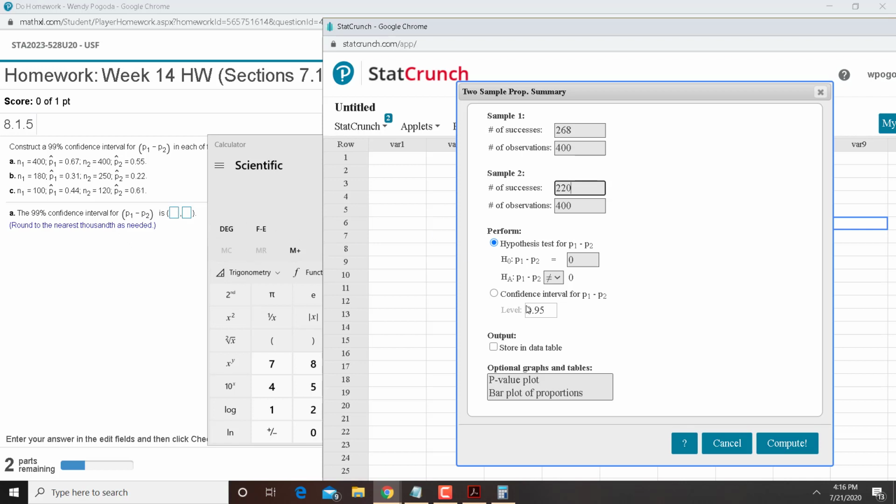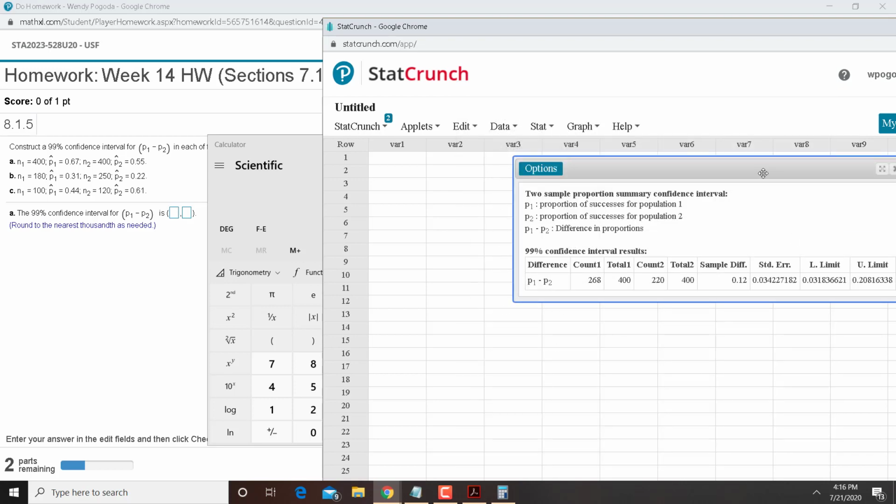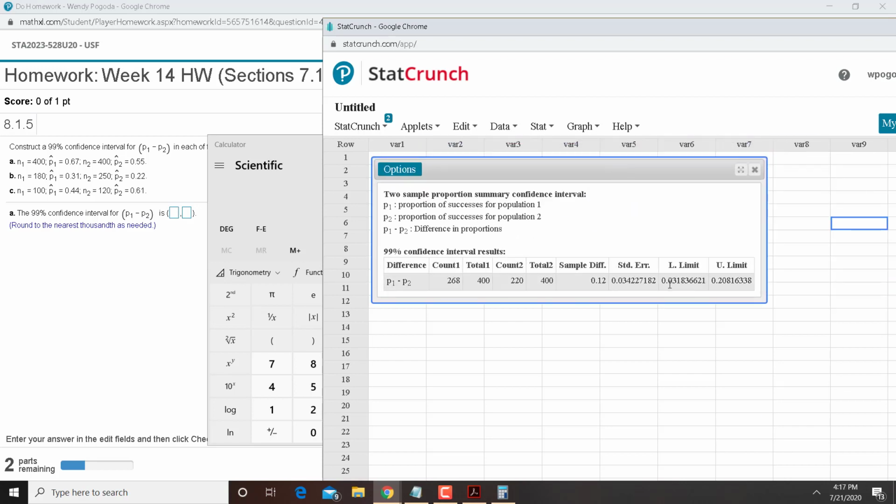It says we want to do a 99% confidence interval. So I'm going to select the confidence interval option. Let's change it to 0.99. Click compute. And those are our answers. It's 0.03 to 0.21. It says round to the nearest thousandth, which is 3 decimal places, so let me do that.